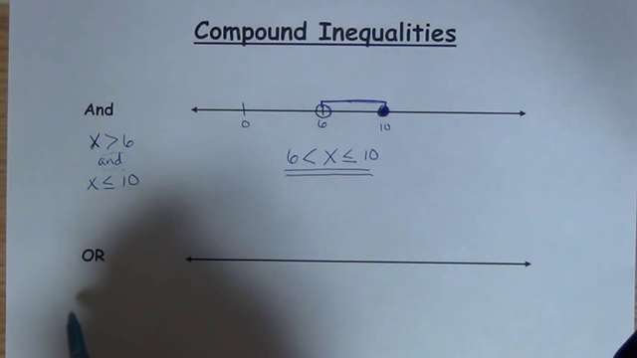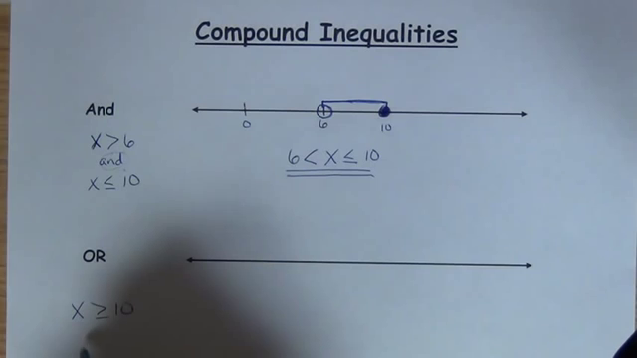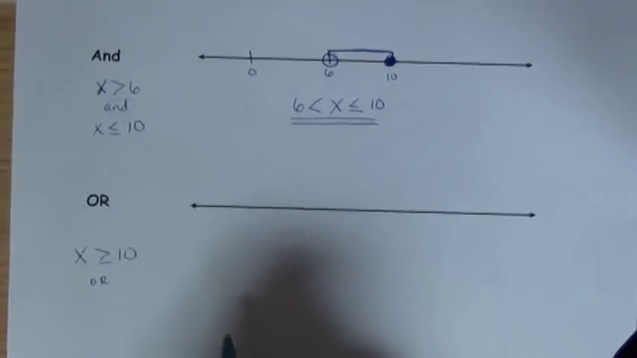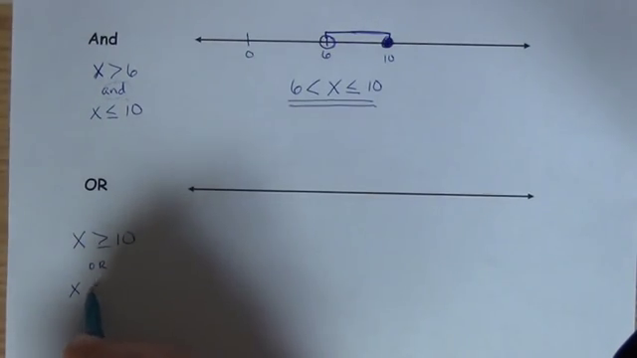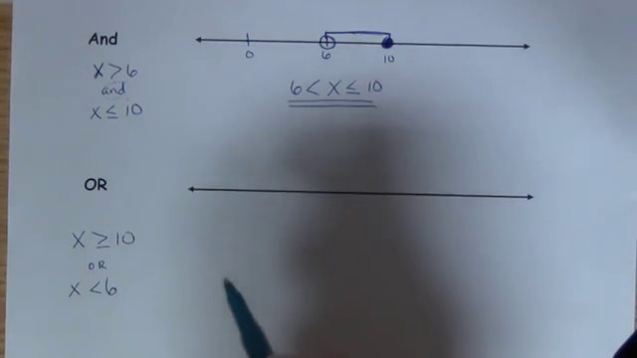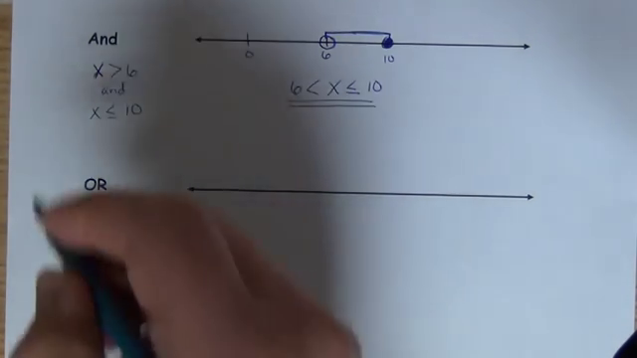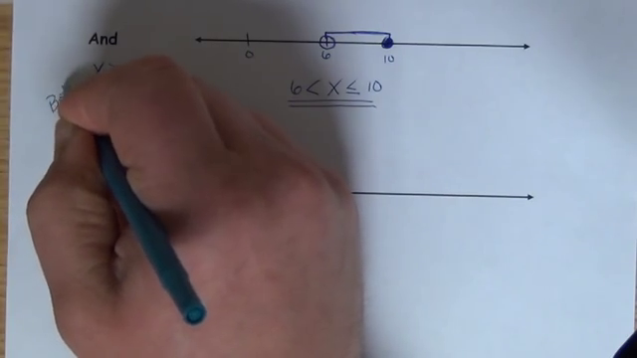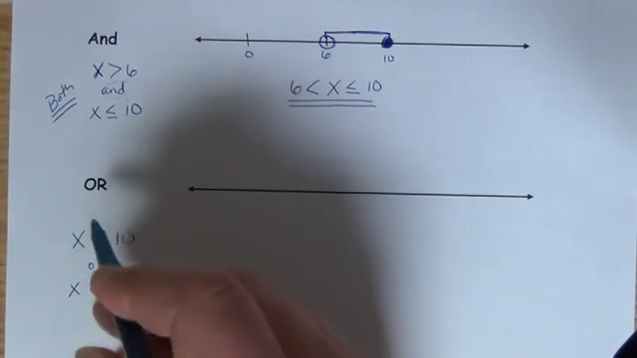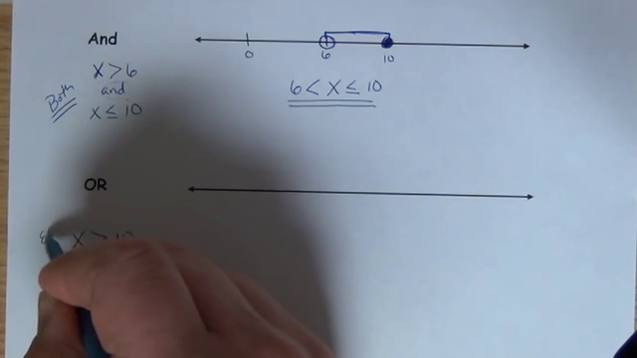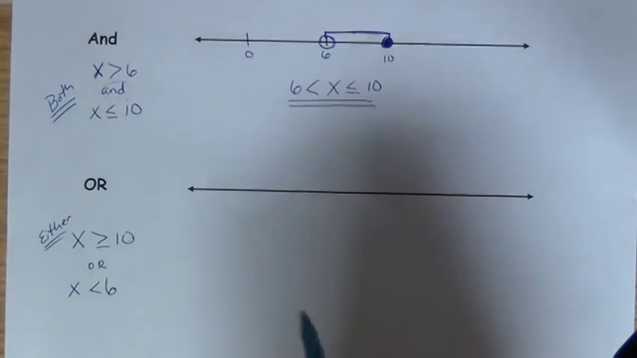So here might be an example of an or. X is greater than or equal to 10, or x is less than 6. Well, in this case, there exist no numbers that meet both of these conditions. I can find numbers that meet one condition or the other, but not both. So in an and, we're looking for something that meets both conditions. In an or, we're looking for something that meets either condition.